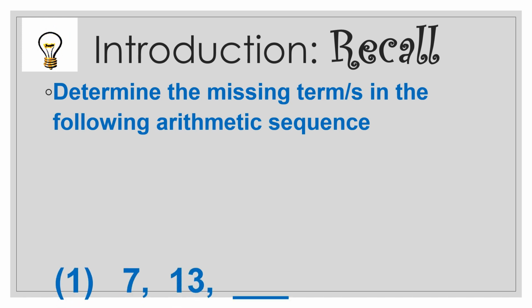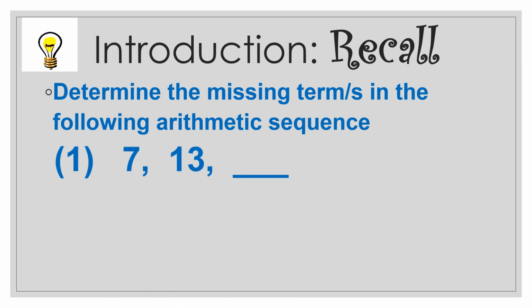Number 1: 7, 13, blank. What is the missing term? You have learned from your previous lesson about common difference. It is the number added to the preceding term to get the next term. In this arithmetic sequence, the common difference is 6. 6 will be added to 7 for us to get the next term, which is 13. 13 plus 6 will give us 19, which is the missing term.